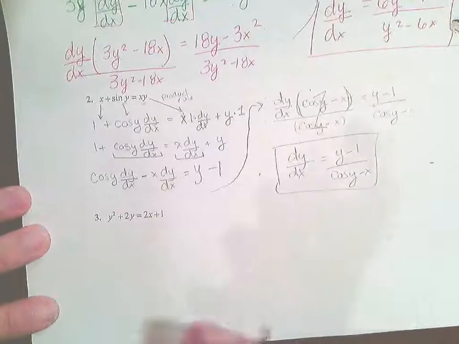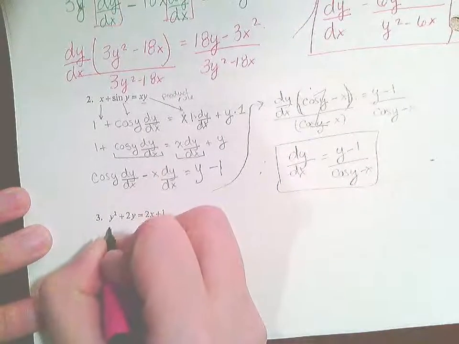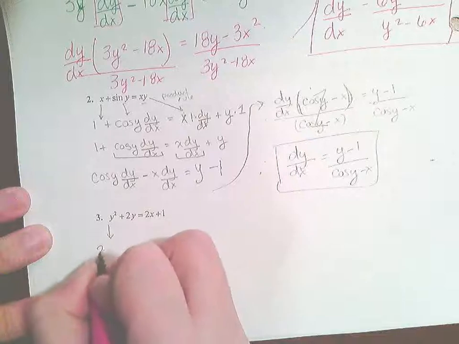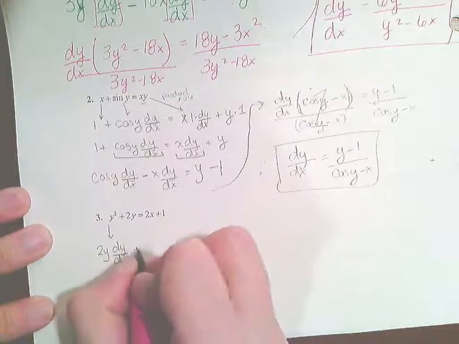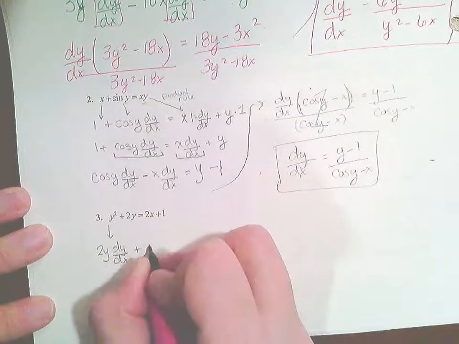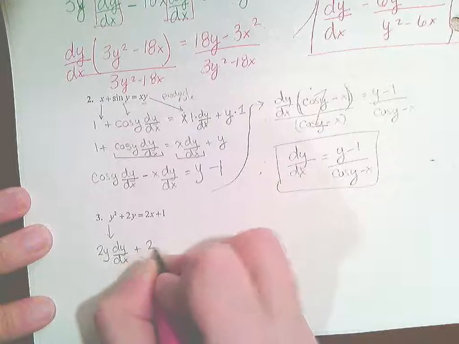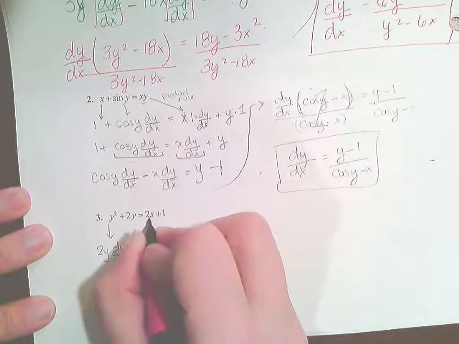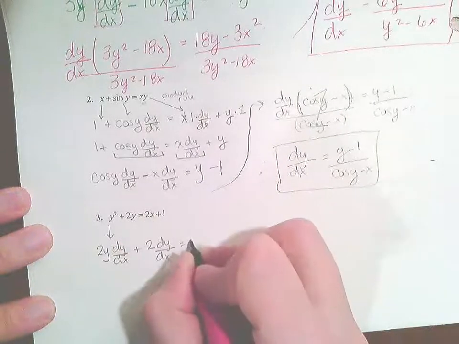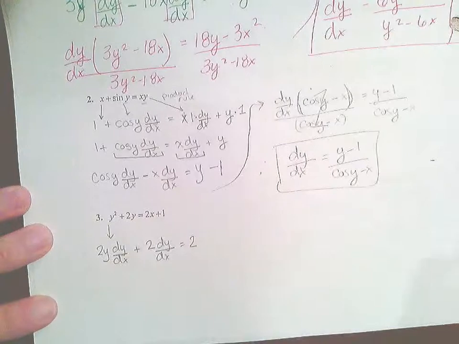Alright, example 3. So again, same thing. Y squared, because it's a y, we're going to derive it, but we're going to multiply it by dy/dx, plus another y, so the derivative of 2y is 2, and we're going to multiply it by dy/dx, equals the derivative of x, which is 2, plus the derivative of 1, which is 0.